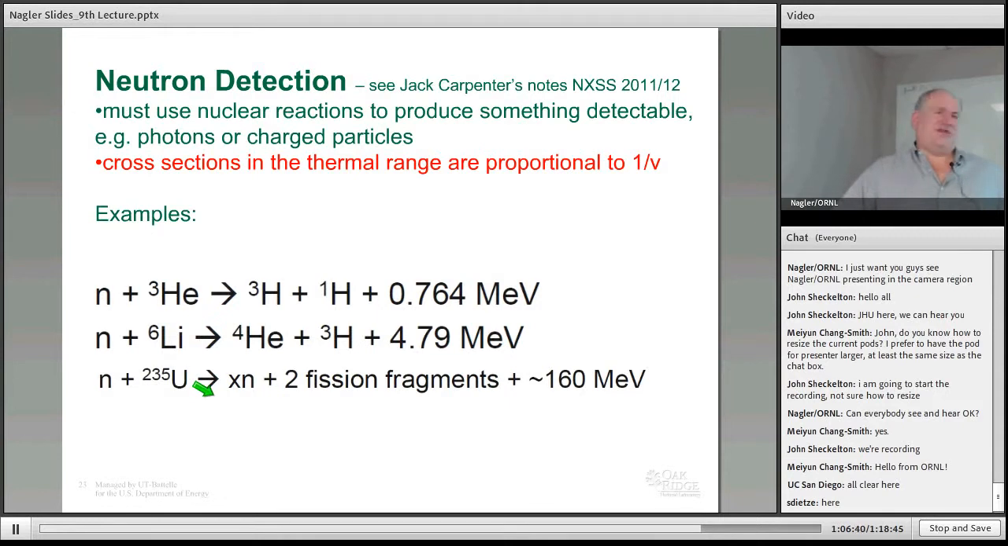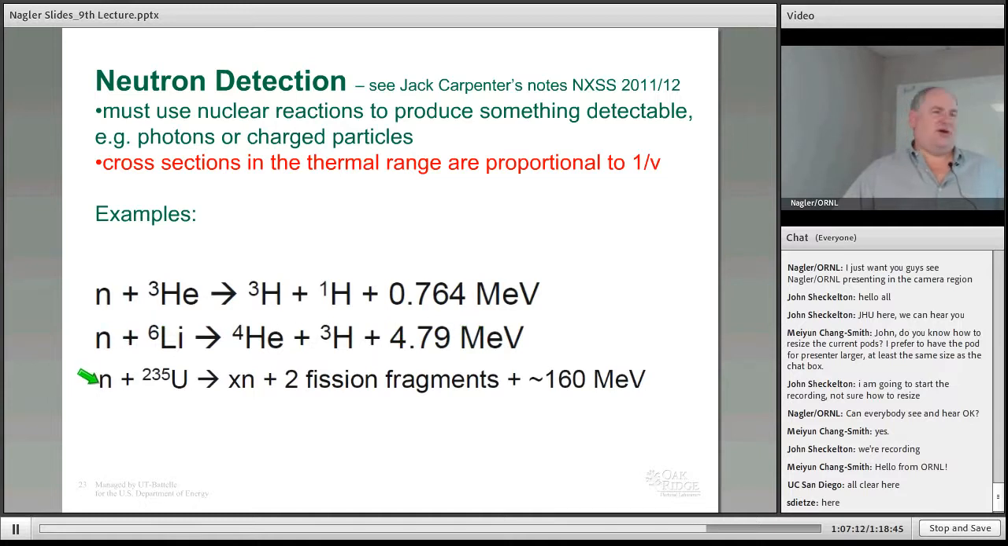Okay, why did I pick these 3? Well, these are representative, but these are reactions that are used in 3 kinds of counters typically. This one is used in gas-based proportional counters. Okay. This one is typically used in a solid fashion. It is one of the reactions that is used that then has this gamma ray converted to light using a scintillator material like zinc sulfide. So this is used in a scintillation counter.